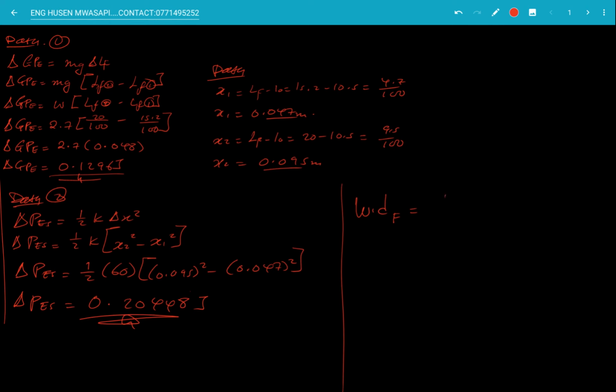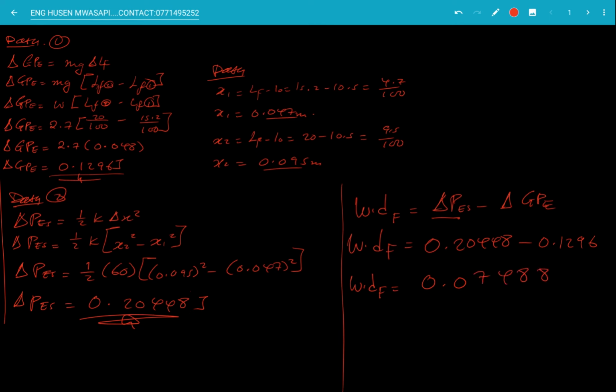Now remember, we said that the work done by the force that has been added to the spring is equal to the change in elastic potential energy of the spring minus the change in gravitational potential energy of the mass that has been hung on the spring. So work done will be equal to the change in elastic potential energy, which is 0.20448, minus that of the gravitational potential energy, which is 0.1296. So the work done by the additional force F will now be 0.07488 joules. If we round this off, the work done by the additional force is simply 0.07 joules.